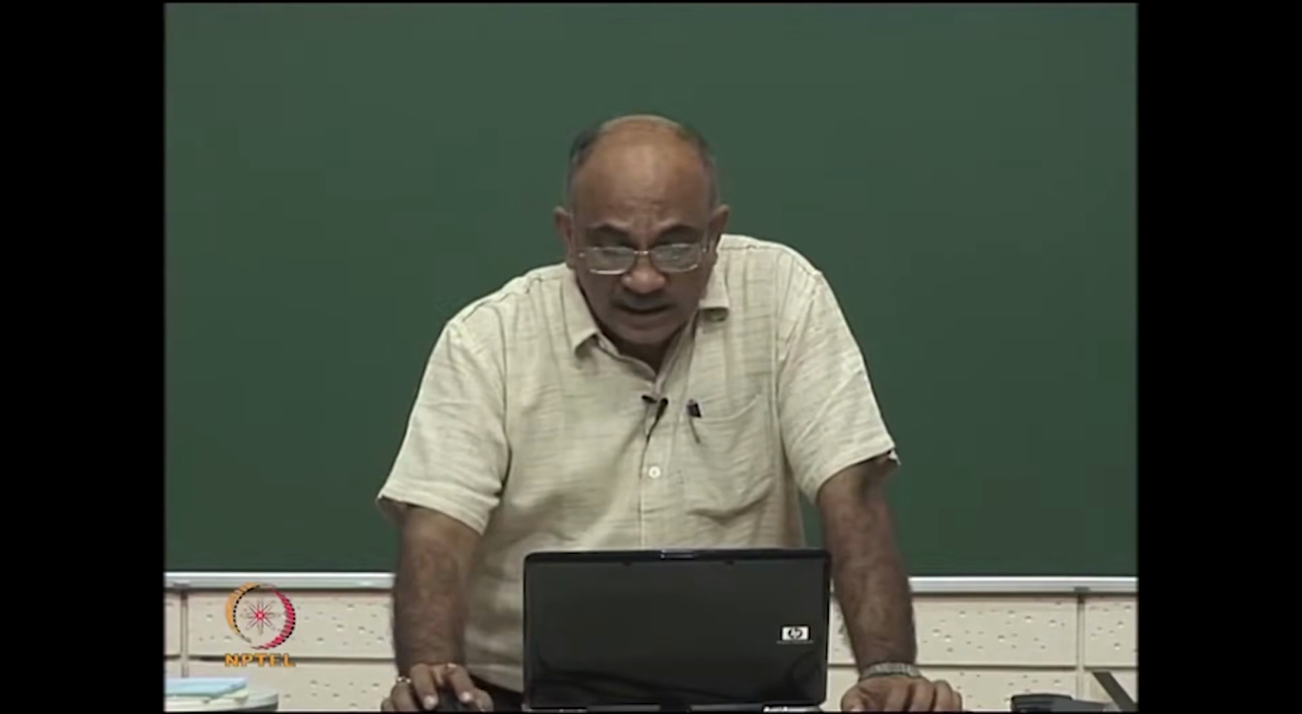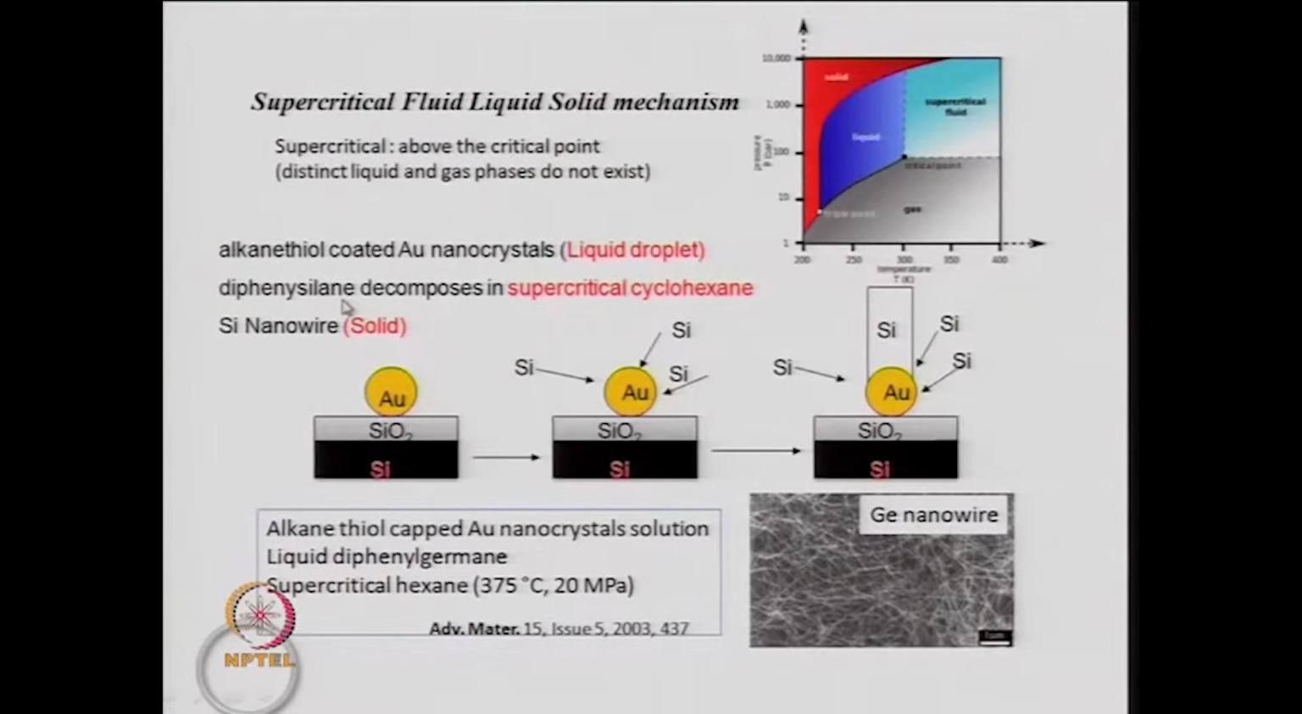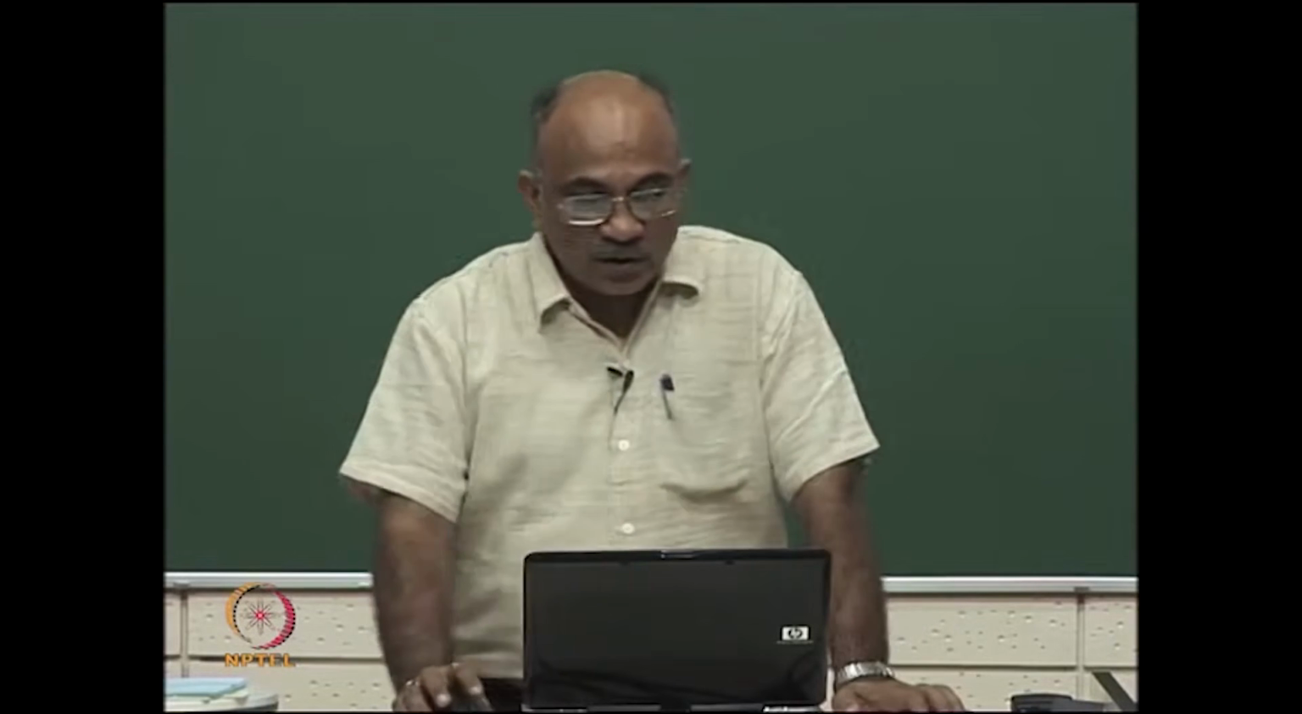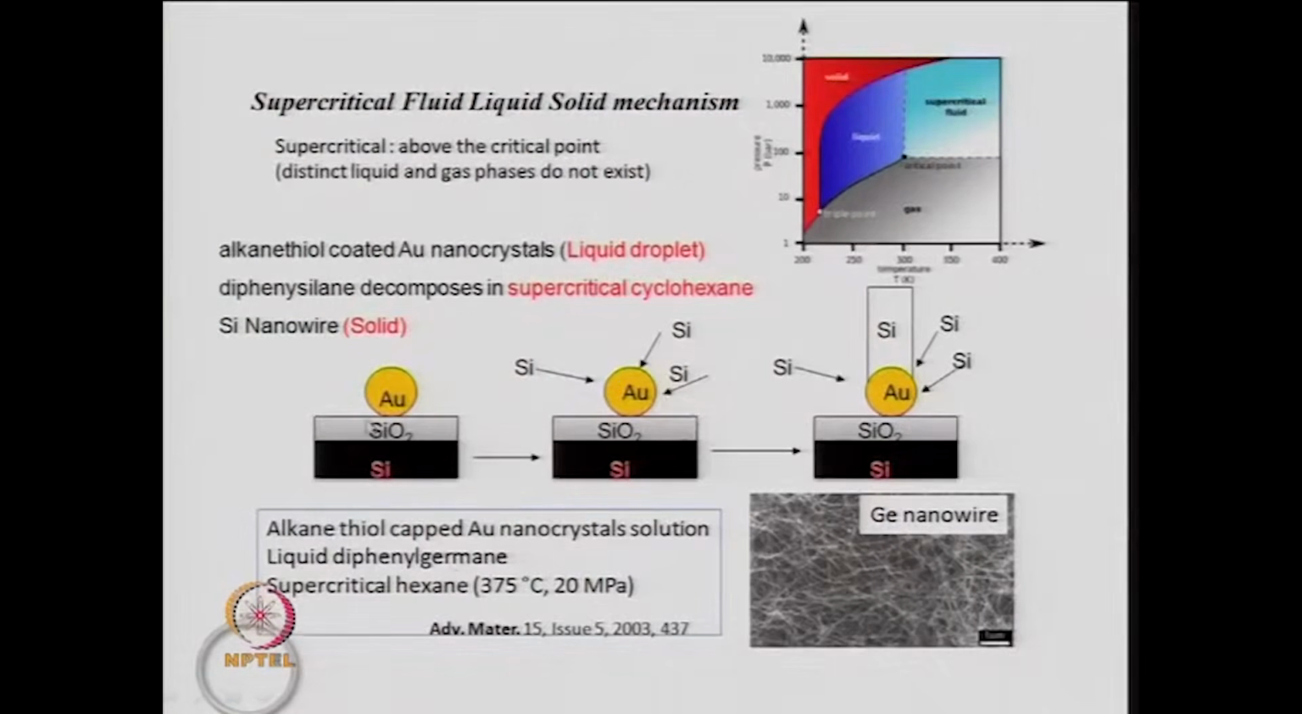Now, another example, instead of silane, if you take the precursor as germane, the only difference is instead of silicon you have germanium, which is Ge. So, if you take diphenyl germane instead of diphenyl silane, then obviously you will have germanium nanowires, you will not have silicon nanowires. So, you get germanium nanowires in this system, again you have got gold nanocrystals as a catalyst, and you are now using supercritical hexane at certain temperature and pressure.